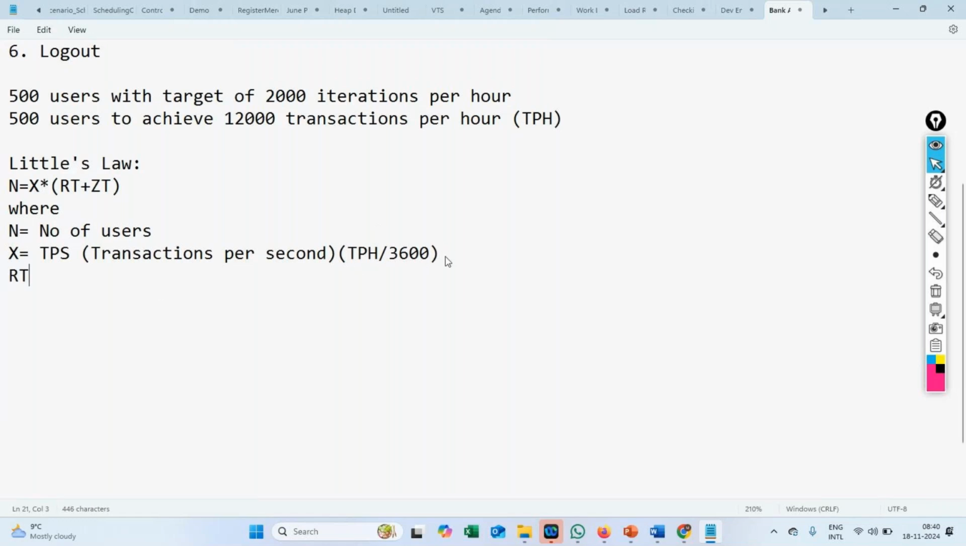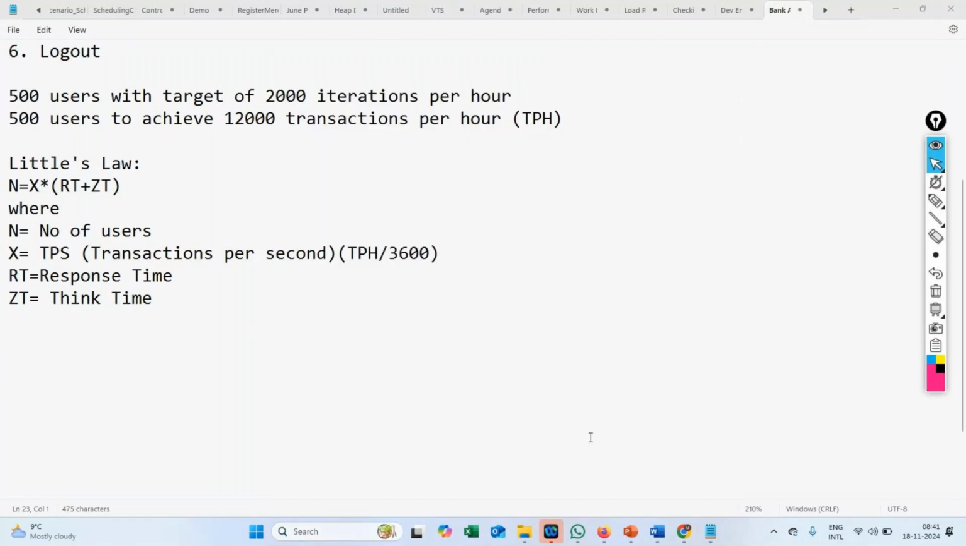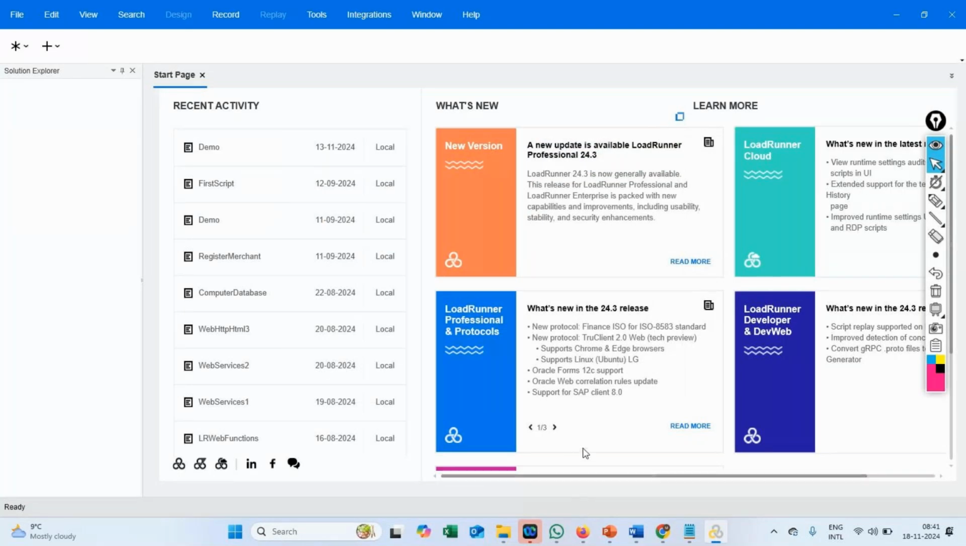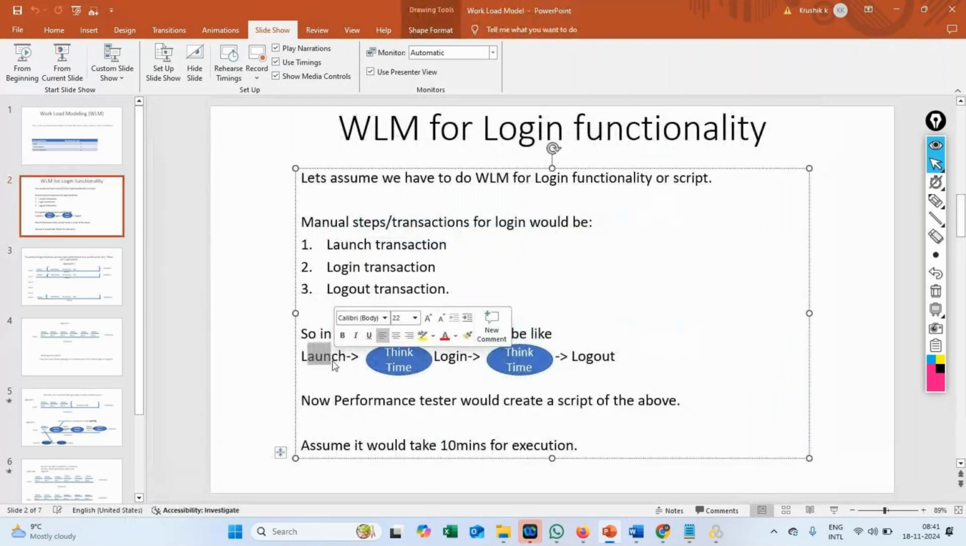Then what is RT? RT is nothing but response time. What is ZT, or you can also call it TT? This is nothing but think time. How do we get these two? When you develop and record a script, you need to put something called think time after every transaction. That's what I mentioned here also. First transaction will be there, and then think time, and then transaction, and then think time.